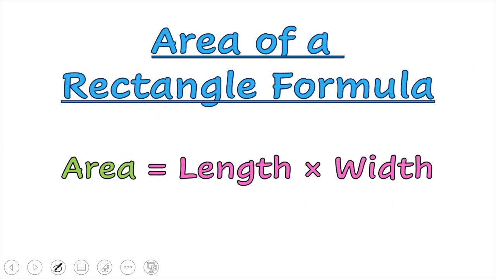Now, there are lots of different formulas for finding area of different shapes. The formula that we are going to be focusing on for this video is the area of a rectangle. So in the area of a rectangle, you have area equals length times width, which is different than the perimeter one, which was 2 times length plus 2 times width. That's not what we're looking at right now. We're looking at area.